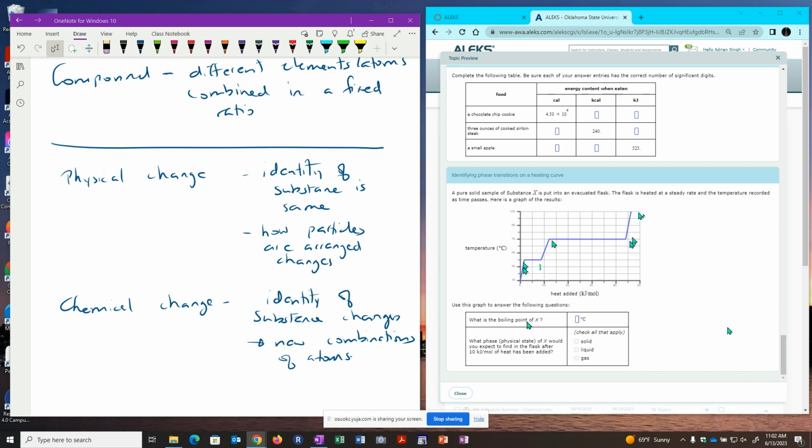And then it says, what physical state of X would you expect to find in the flask after 10 kilojoules per mole of heat has been added? That's just a unit here on the x-axis. So you find 10, which would be right here, and you follow it up in your graph, and you see where it coincides with the physical state present at 10 kilojoules. The arrows here are all over the place, so let me pull that back out. You want to start at the beginning, going from the solid. The first plateau that you reach is going to be the solid turning into a liquid. Then the next portion would be the temperature of the liquid increasing. The second plateau that you get is going to be the boiling point.